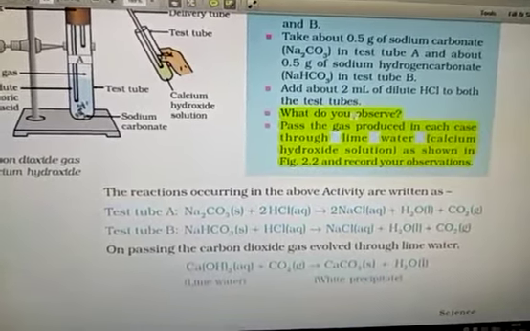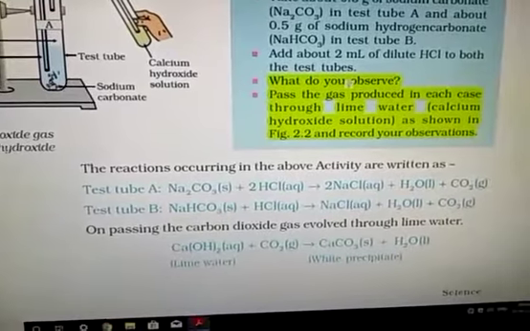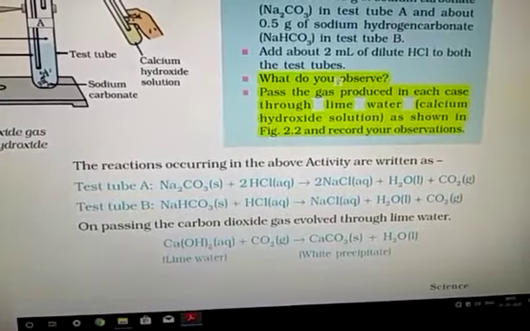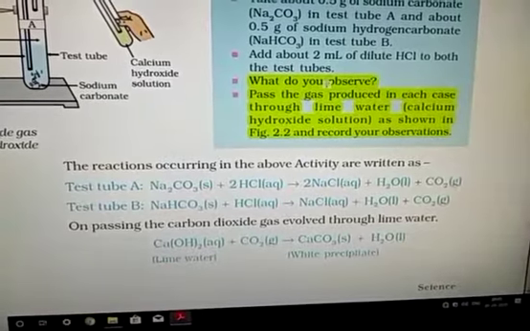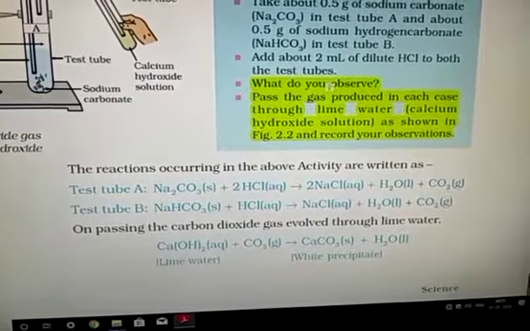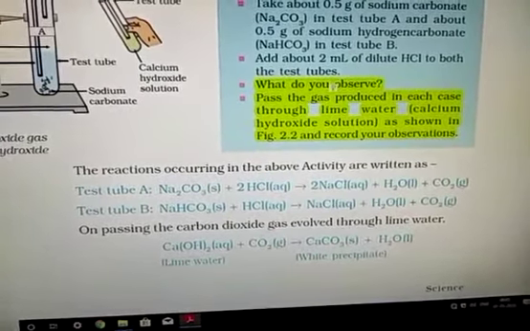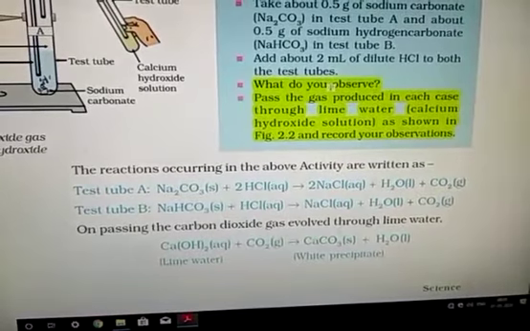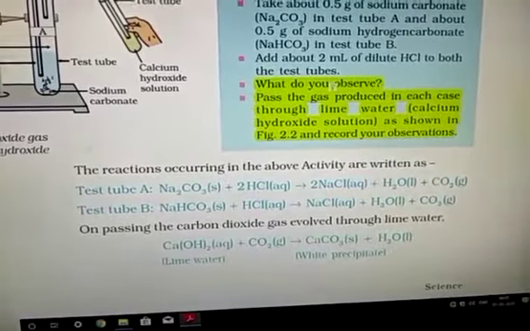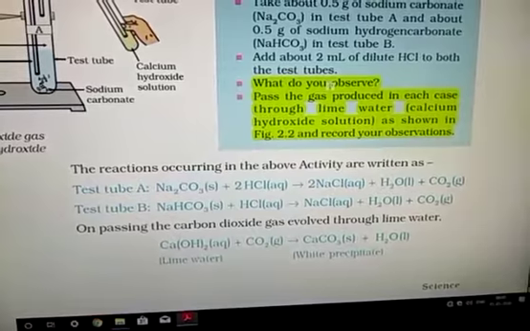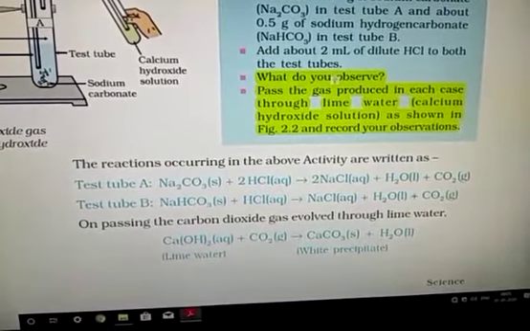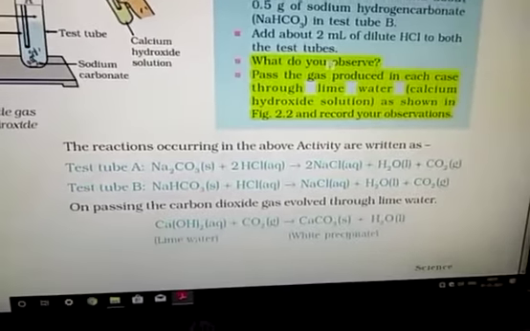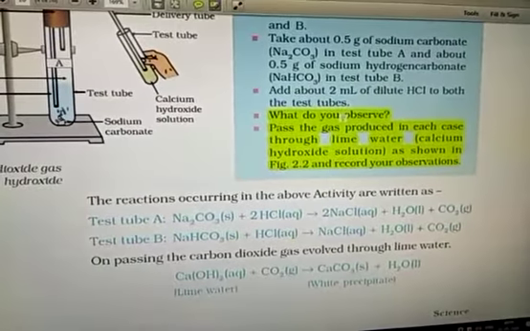Be careful about it. Now the chemical reaction involved in it. In test tube A, sodium carbonate reacts with HCl, giving sodium chloride, water and CO2. So what will be the general reaction? Metal carbonates react with acid, giving salt plus water plus carbon dioxide gas. Test tube B, sodium bicarbonate plus HCl.